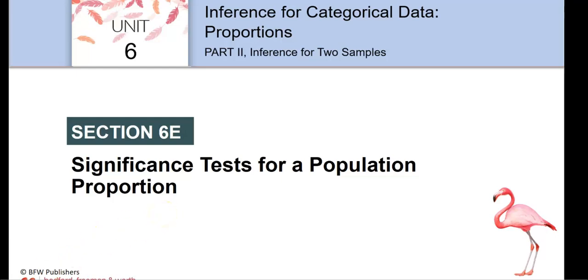Okay, so we're in part two of Unit 6. It is a pretty quick unit. It's only E and F here, so we're going to spend 1 day on E and 2 days on F. So we're on significance tests for a population proportion.